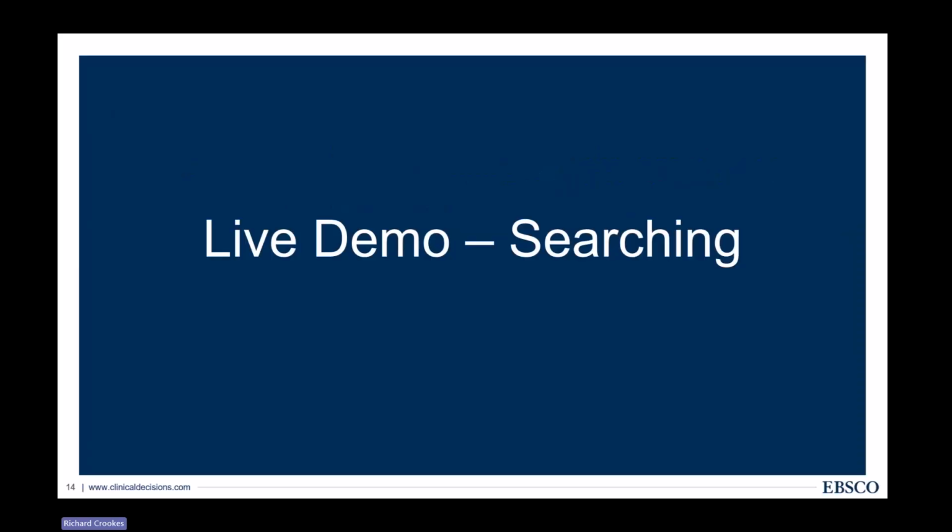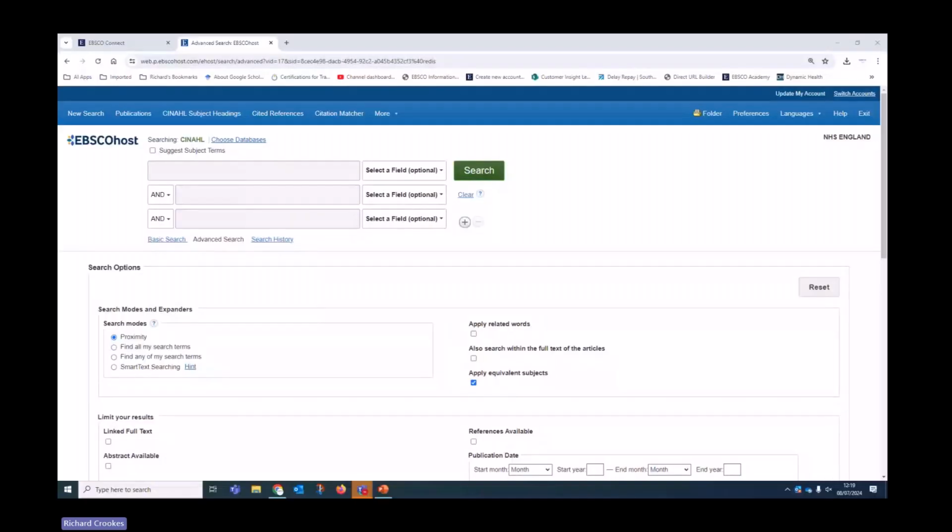But we will now go to the live demonstration and look at our search example. So let's go now to the desktop. Bear with me as I do that. I'll share my screen, and then you should see the advanced search page for CINAHL. Okay, so we're going to run the search now.